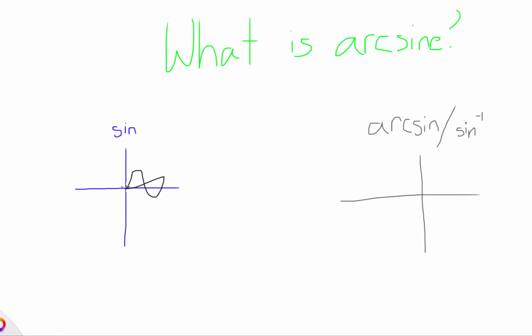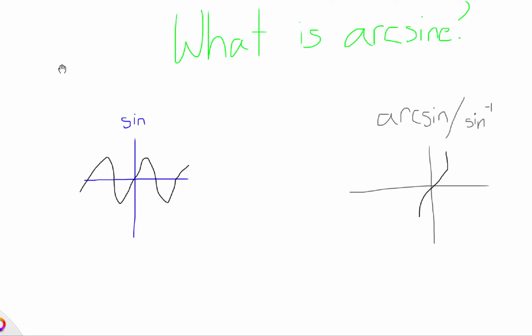So we all know sine from geometry, right? It's this little wave. The inverse means that you flip the x and y coordinates, so it looks kind of like that. Okay, so now that we've gotten this out of the way, all you have to remember is that it's the inverse of sine, right? So you flip the x coordinates and you flip the y coordinates.